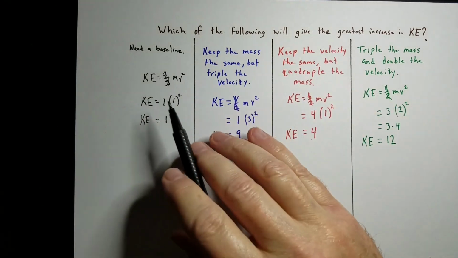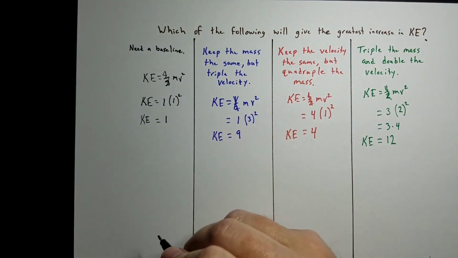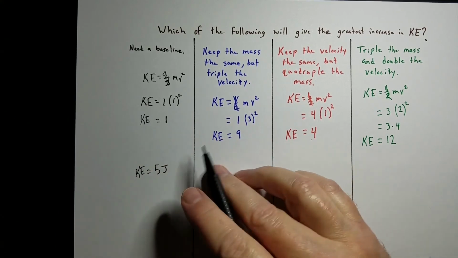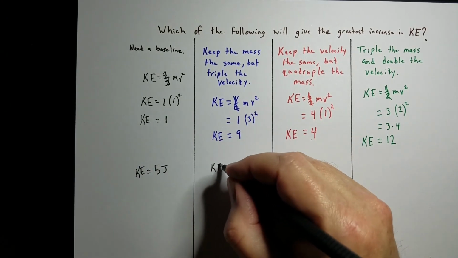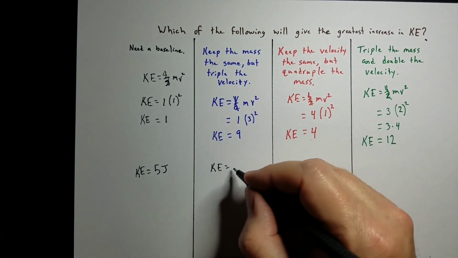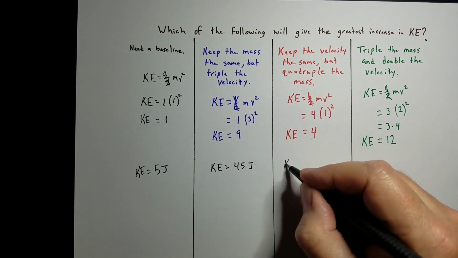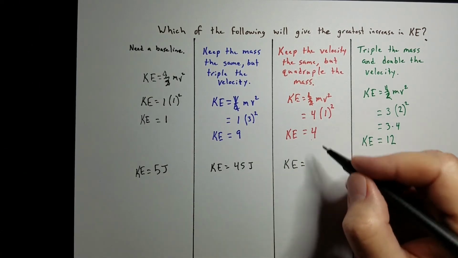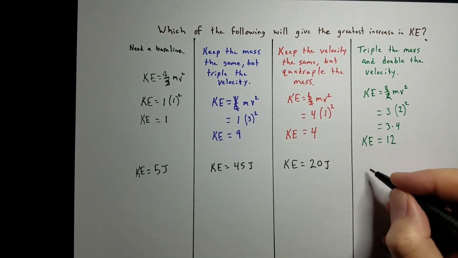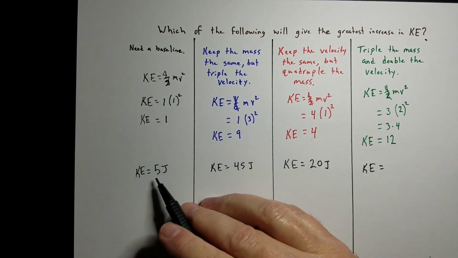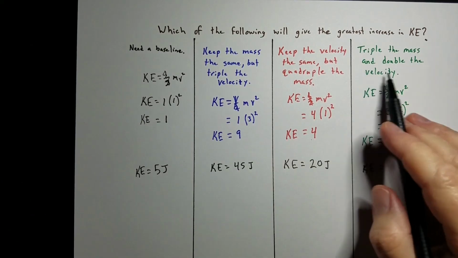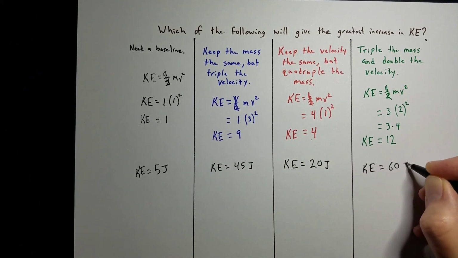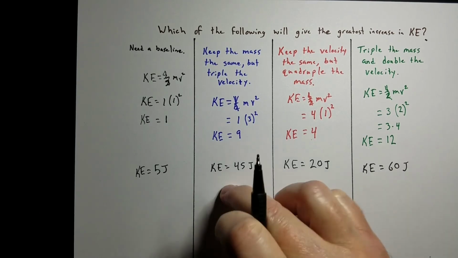Let's say that we had a situation where the original kinetic energy was 5 joules. So if we did this, then my new kinetic energy would be 5 times 9, so 45 joules. If this is what we did to it, now 5 times 4, I have 20 joules of kinetic energy. And on this last one, if again the original situation had 5 joules, but we did this to it, now we'll multiply those and we get 60 joules. So again, the biggest, middle, least.